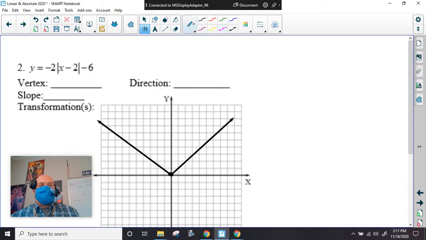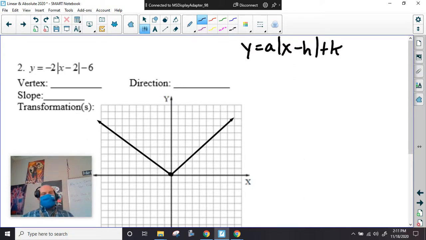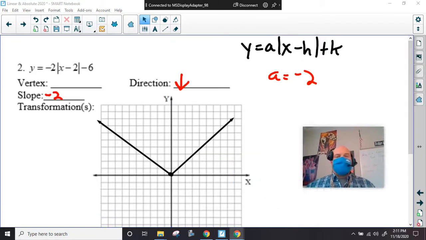Okay, so let's look at number 2, and I'm going to write this up here so we still know what our stuff's supposed to be. All right, and I'm going to find my A, H, and K. So A for this one is -2. All right, because that's negative, that means it's going to open down. And our slope is going to be -2.